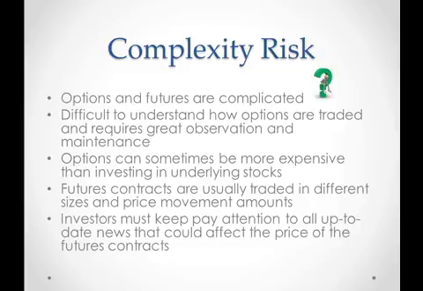Trading futures contracts is also not recommended for beginners. Besides the potential for huge losses, the contracts themselves are rather complicated. Futures contracts are usually traded in different sizes and price movements amounts. For example, a corn contract is 5,000 bushels and one tick is worth $12.50. This means that buying a corn contract will cost 5,000 times $12.5, which equals to $62,500. Also, investors must keep their attention on all up-to-date news that could affect the price of the futures contracts and make analyses according to their findings.